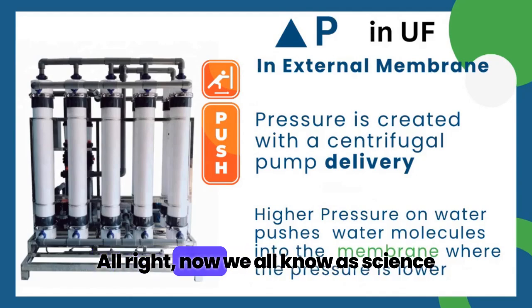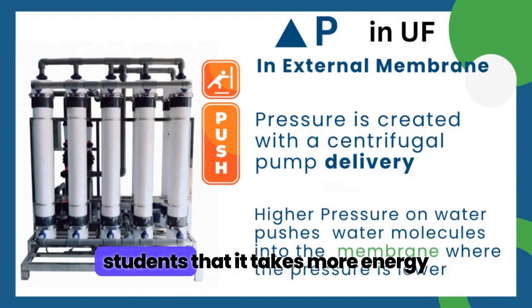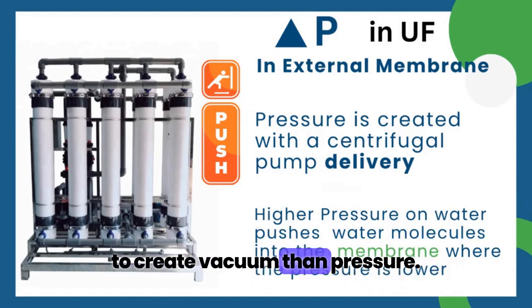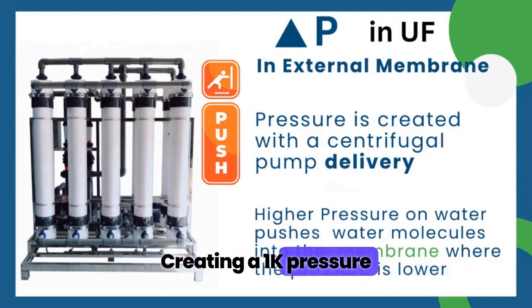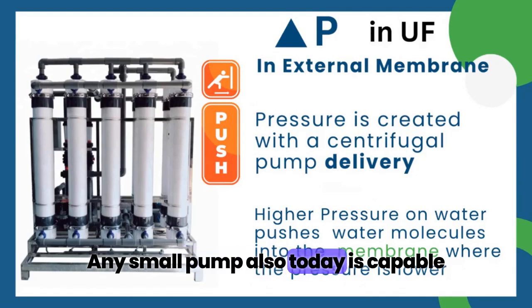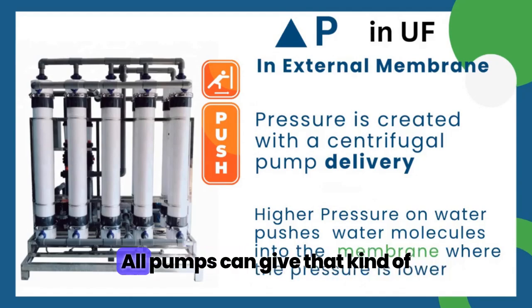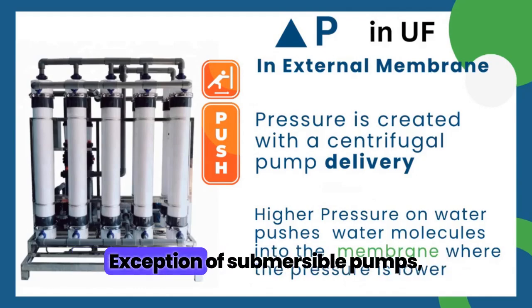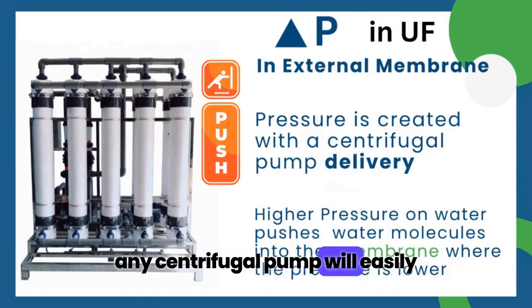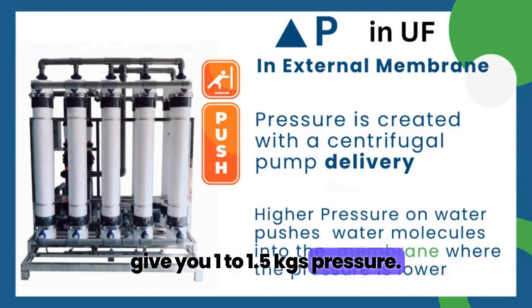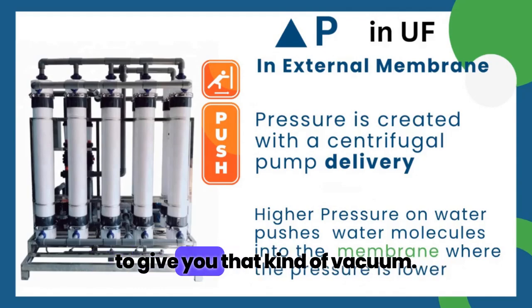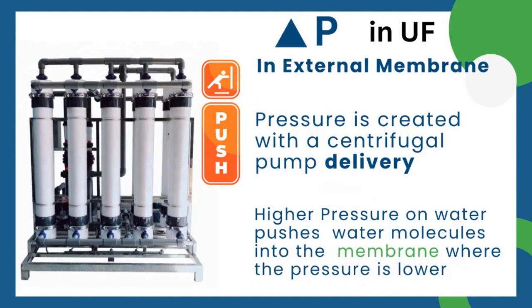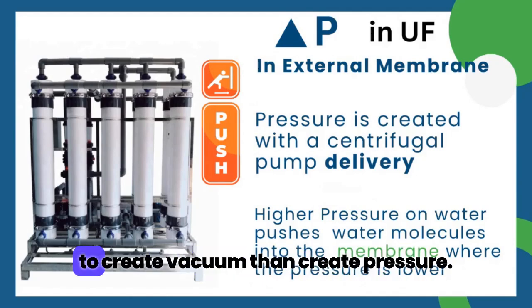All right. Now, we all know as science students that it takes more energy to create vacuum than pressure. Creating a 1 kg pressure is relatively easy. Any small pump also today is capable of giving you 1 kg pressure. All pumps can give that kind of pressure without any issue whatsoever. Maybe exception of submersible pumps. Any centrifugal pump will easily give you 1 to 1.5 kg pressure. But the same pump may not be able to give you that kind of vacuum, right? So it takes more energy to create vacuum than create pressure.